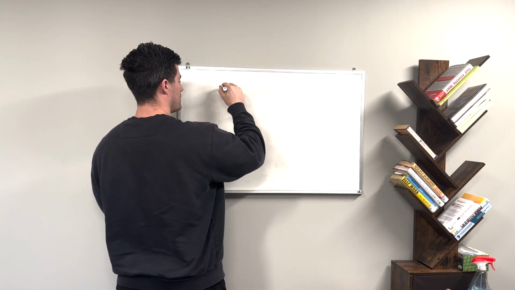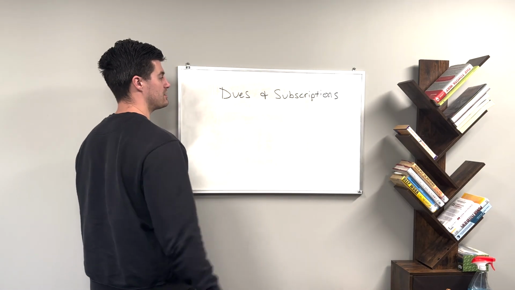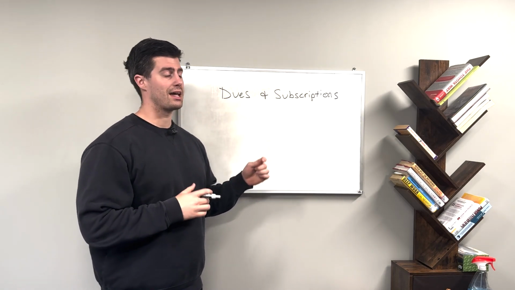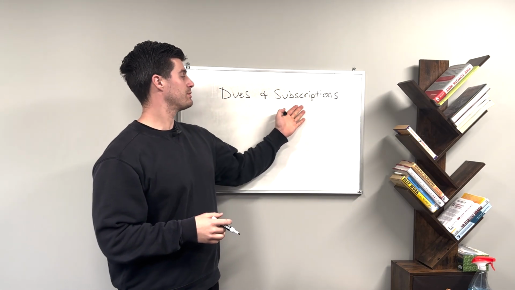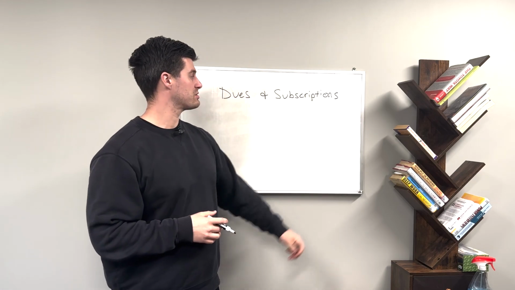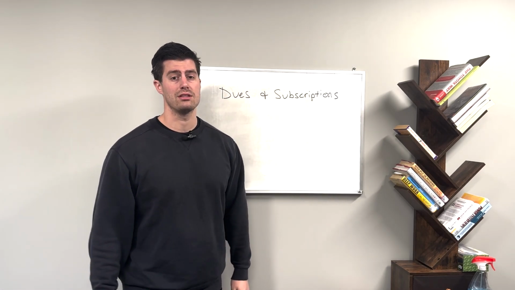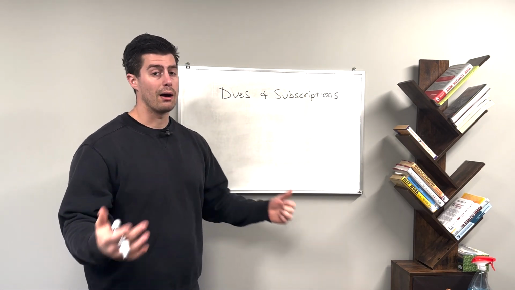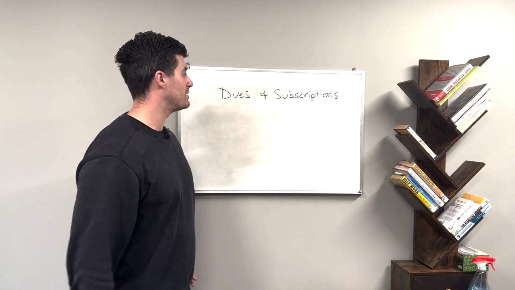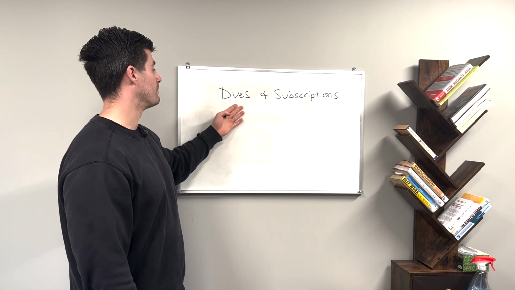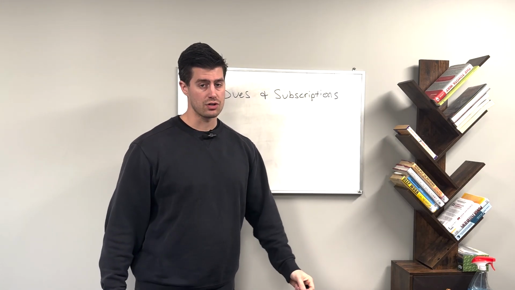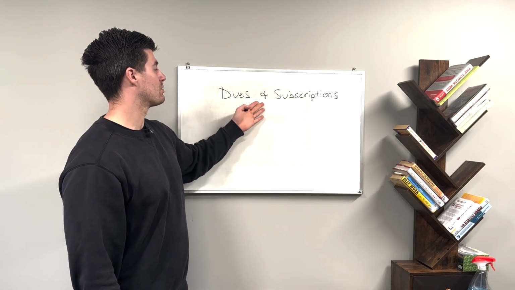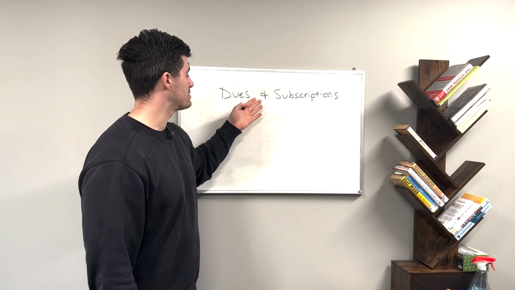Okay, another category is called dues and subscriptions. I don't really use this category, but a lot of times people use dues and subscriptions for monthly recurring payments. So if you have a Dropbox account, or an Adobe account or a Netflix account, or any sort of monthly subscription, people will use this category, but I don't really recommend using this category.